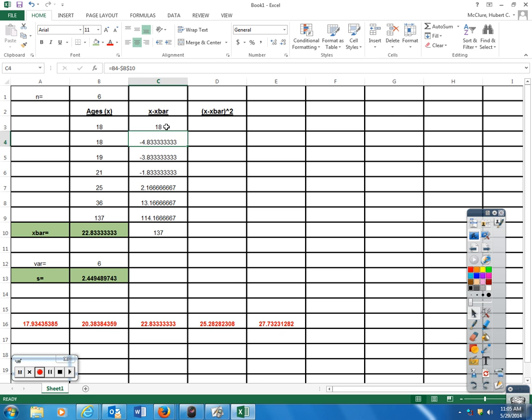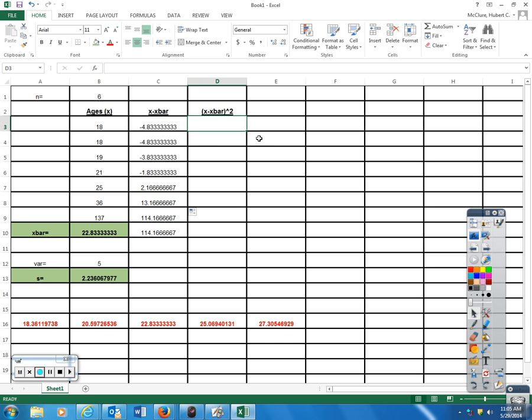And it will subtract. Well, I thought I did it. Oh, I know what I did now. Sorry. Equals this number minus this number, and hit F4. There we go. And there's your numbers. And copy that down. And there's your numbers right there.